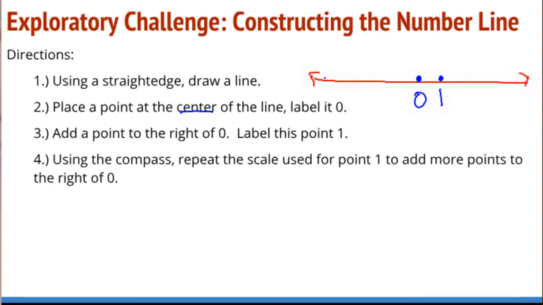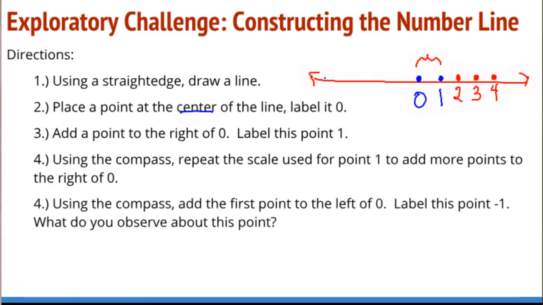Using the compass, repeat the scale used for point 1 to add more points to the right of 0. So this is where I would have measured this distance between 0 and 1, and I would come out the same distance and I would put a point for 2, and I would come out the same distance and I'd put a point for 3, and I'd come out the same distance and I would put a point for 4. It looks like my whiteboard marker is just a little bit off, so please forgive any of those discrepancies as we go through.